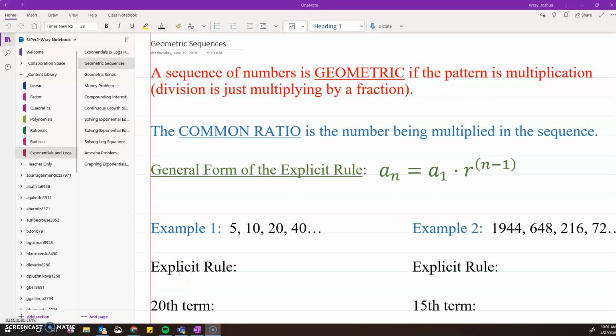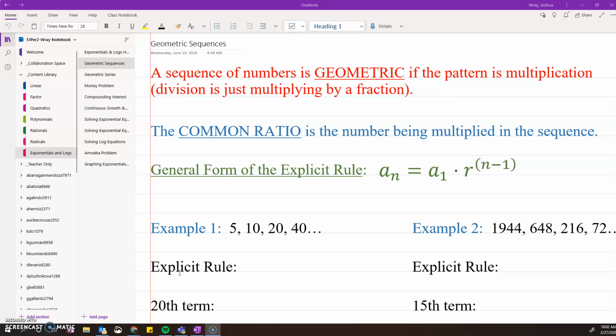Back at it, starting a new unit. This new unit is called Exponentials and Logs. This particular lesson is called Geometric Sequences. This is not the first time we've done sequences this year. In the very beginning of the year, we did sequences. Anybody remember what those were called?